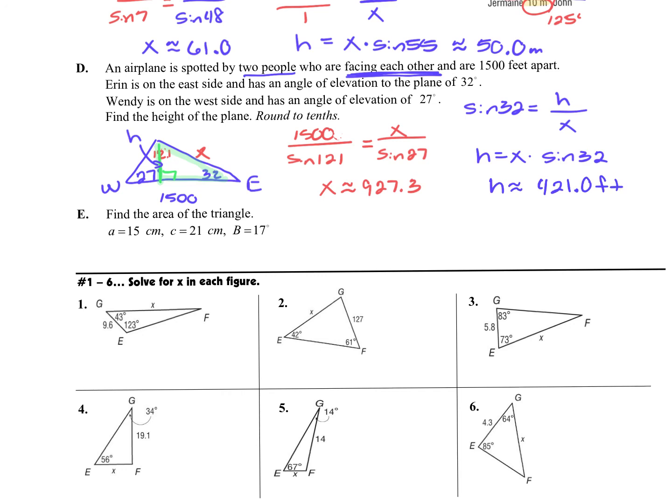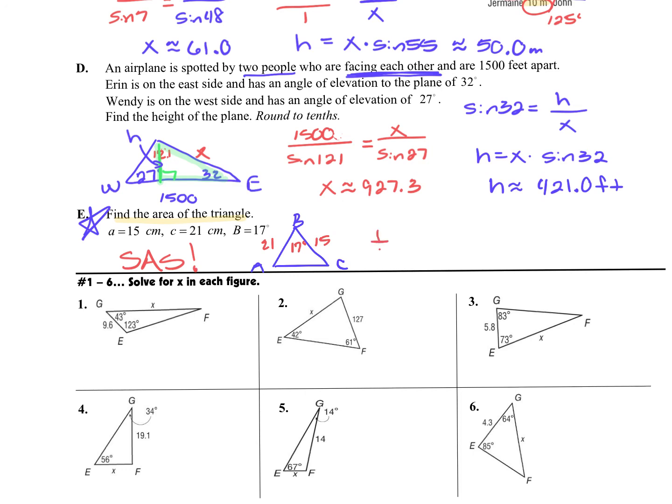421.0 feet. All right, the last thing I want to do is just an important reminder, because students always forget this formula. If they ask you to find the area of a triangle, quick, make a little picture of that triangle. Okay, little ABC, doesn't even have to be pretty, doesn't have to be to scale, doesn't matter. Side A is 15, side C is 21, and angle B is 17 degrees. I want this to pop out to you immediately as a side angle side pattern.